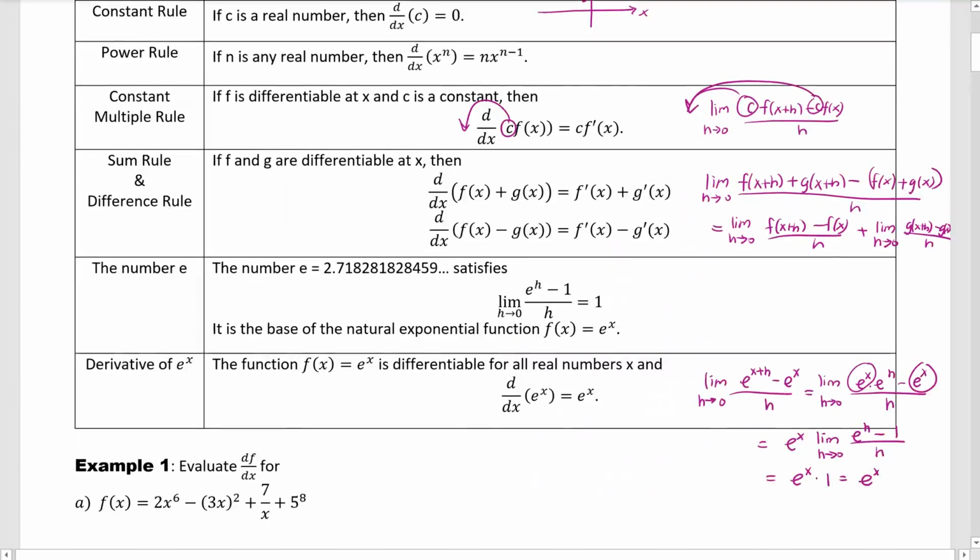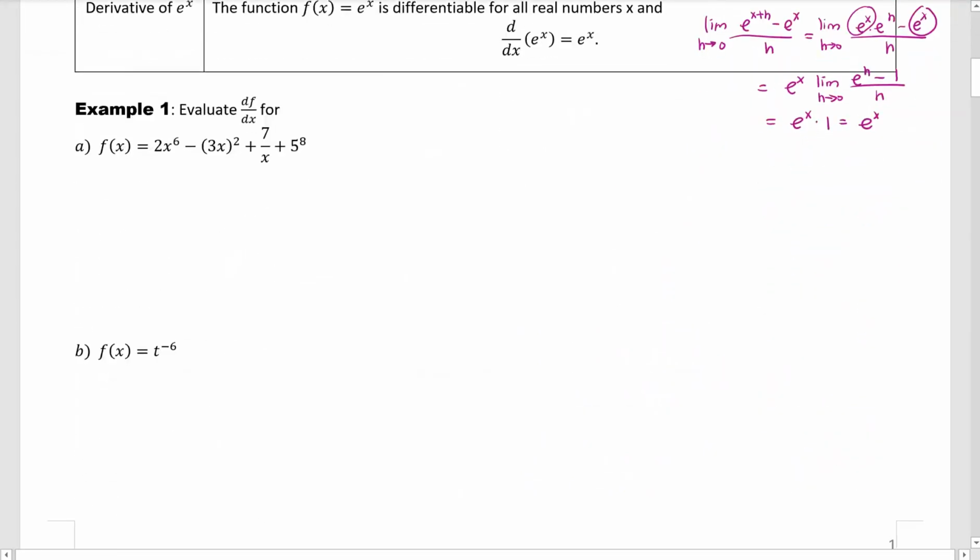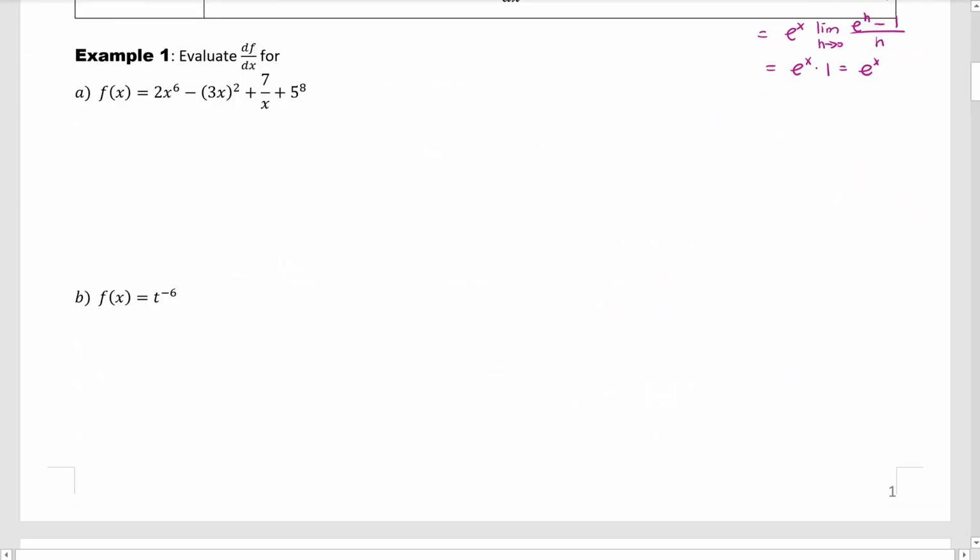Let's continue. Next, after we learn those rules, let's work on these examples. So we want to find the derivative for the following functions. Before you differentiate, I suggest you express them in terms of the standard form. What is the standard form? Standard form means I want you to express it as coefficient times x to the power of n. This is the standard form. So you can see 2x to the 6 is in the standard form. That's good. But 3x squared, we have parentheses, so let's distribute it.